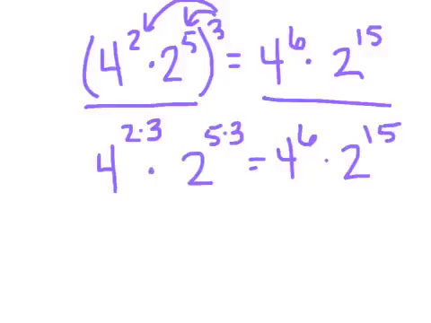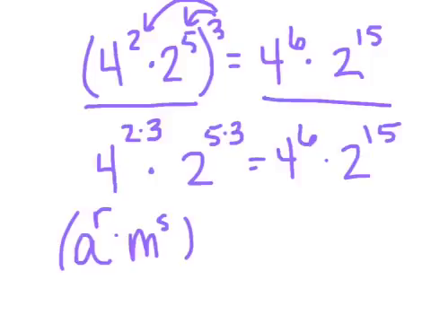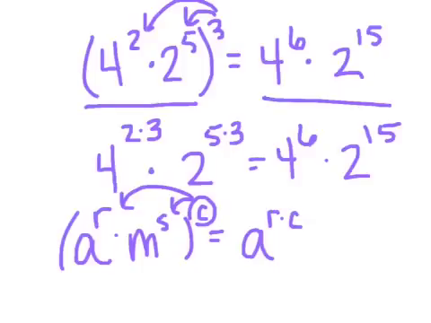So our shortcut when we have a product raised to a power is to multiply our exponents. And you need to make sure you're multiplying exponents, not bases. So it's a to the r times c. See how I'm multiplying the exponents? Times m to the s times c.